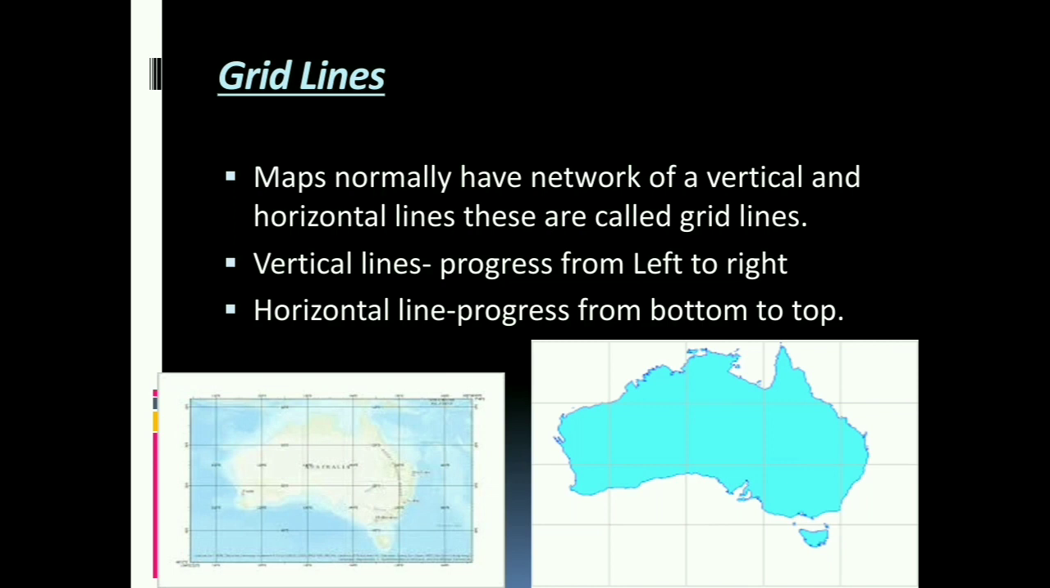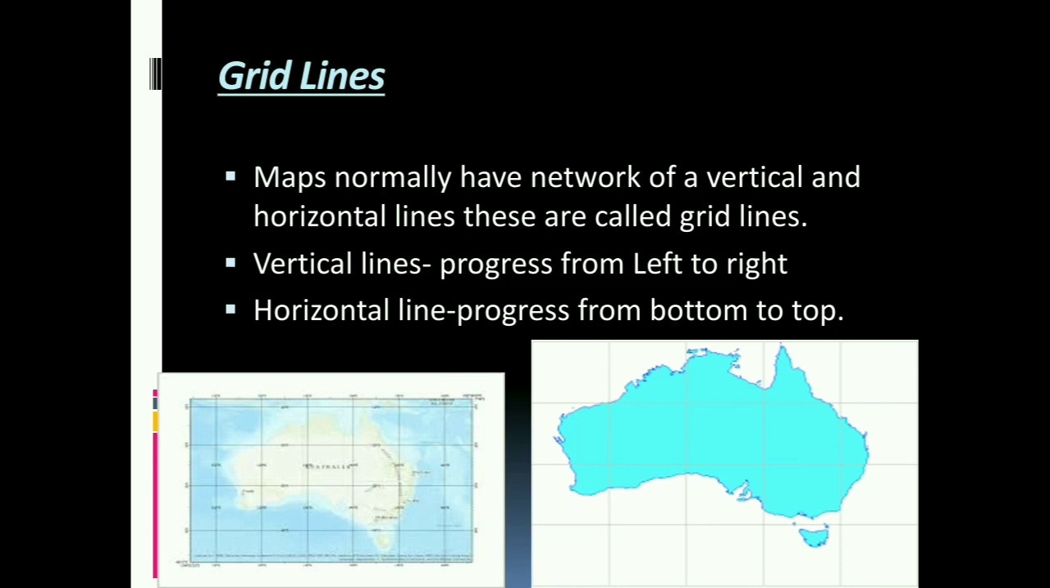Next, grid lines. Maps normally have a network of vertical and horizontal lines. These are called grid lines. These help in locating a place on the map. The vertical lines are given specific numbers and/or letters and progress from left to right. The horizontal lines also have numbers and/or letters and progress from bottom to top. They form small squares on the map, and any place falling in a square is indexed in the square.